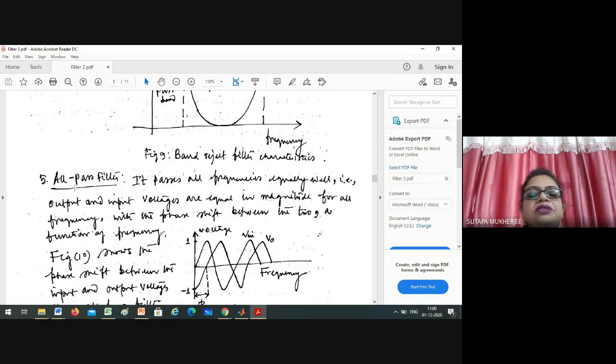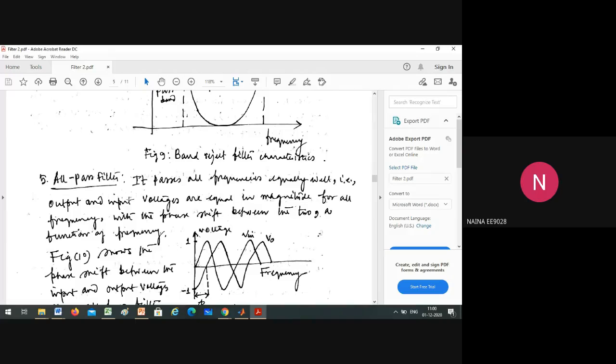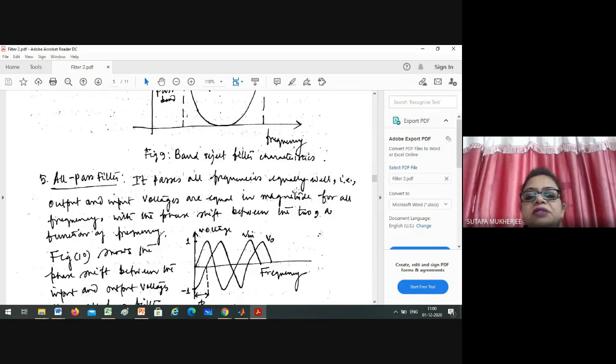Then the last one is the all pass filter. Someone was asking about the all pass filter, ma'am. So what can all pass filter mean? Will it allow all frequencies to pass? What does it mean? Yes, ma'am, it will allow all to pass. So it passes all frequencies equally well.